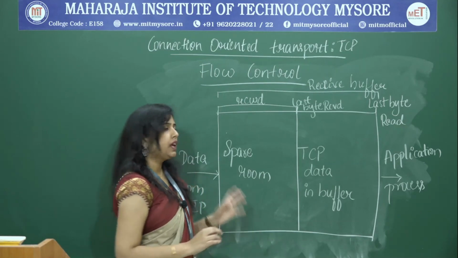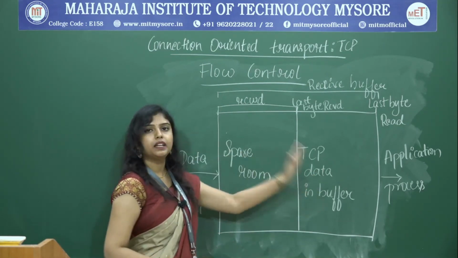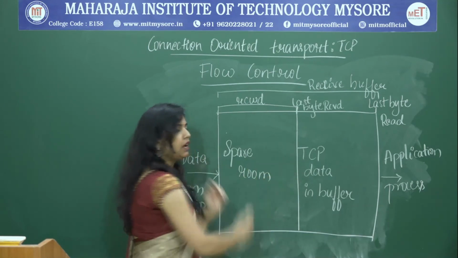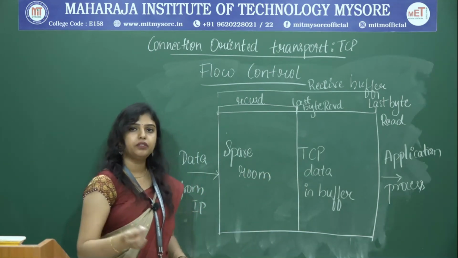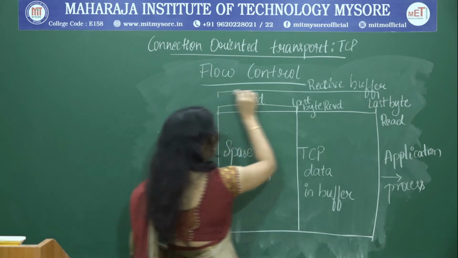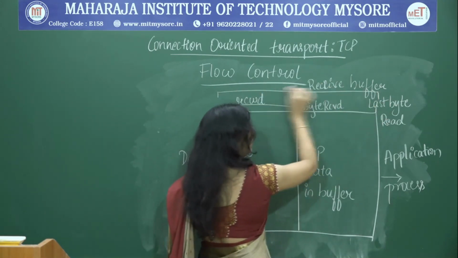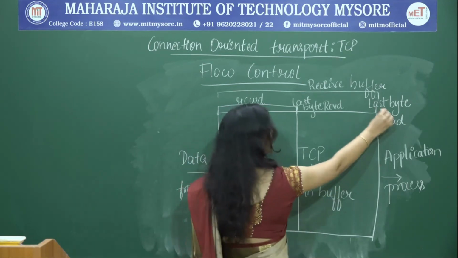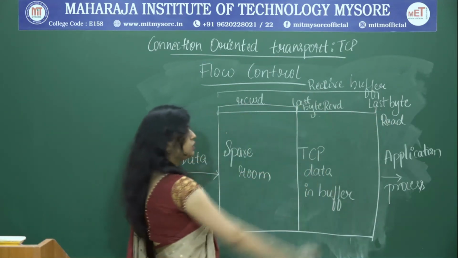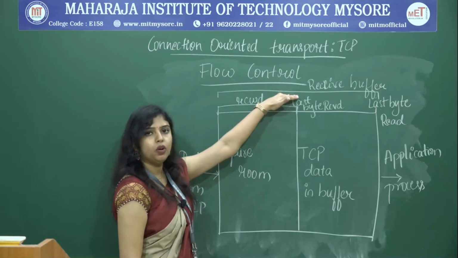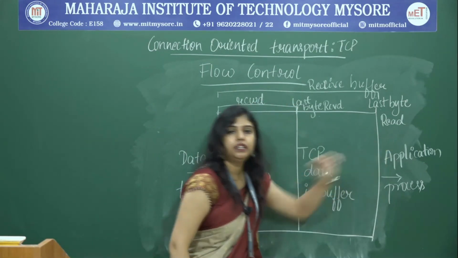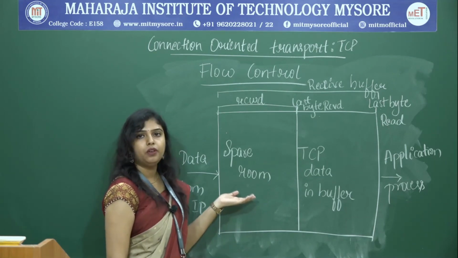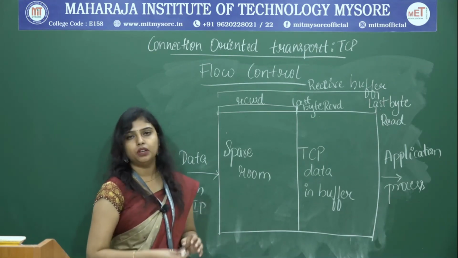So, how do we calculate how much spare room is available? We take the whole receive buffer minus last byte received minus last byte read. From the whole buffer, if we remove the TCP data in the buffer, we will be left with the receive window. We will see the formula for this.